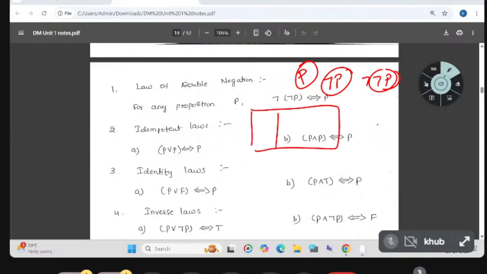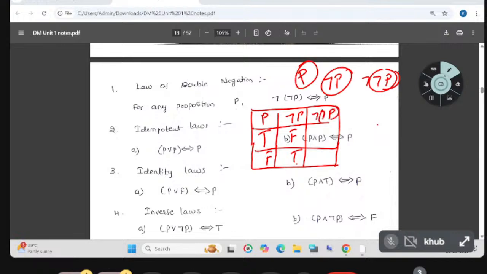Draw the truth table for P. For P, how many values you will be getting? Two values. One is true, the other one is false. So what I am saying, double negation is equal to P. So P is there, negation P I am writing. So whenever it is false, I am going to make it as true. Wherever it is true, I am going to make it as false. So true became false, false became true. Double negation. That is what I am trying to do.